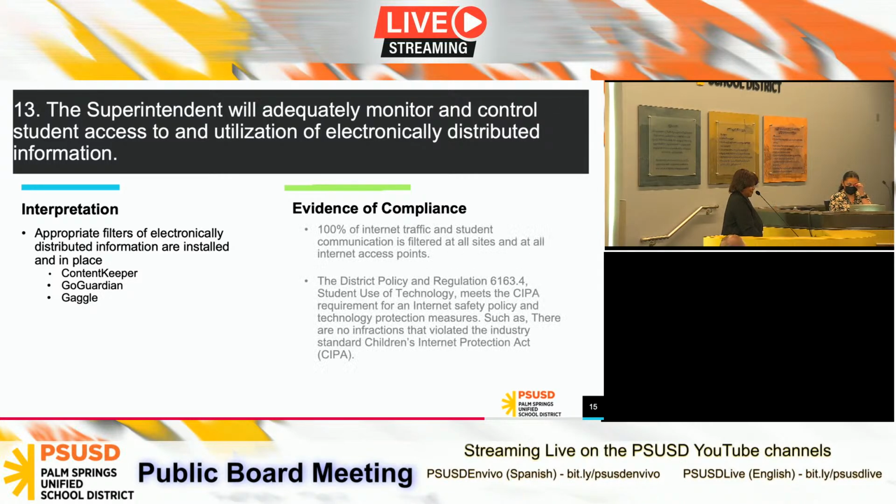Awesome. Evidence of compliance: 100% of internet traffic and student communication is filtered at all sites and at all internet access points. And the district policy and regulation 6163.4, student use of technology, meets the CIPA requirement for an internet safety policy and technology protection measures, such as there are no infractions that violated the industry standard Children's Internet Protection Act.